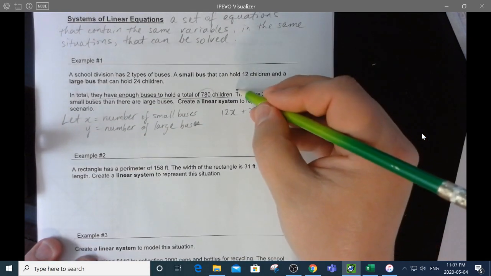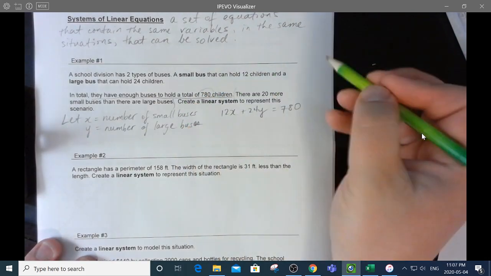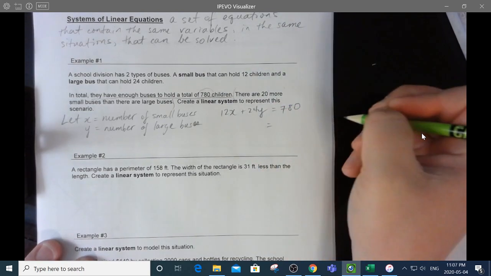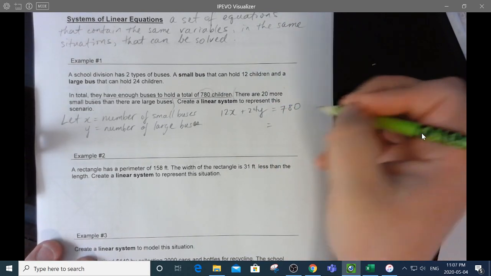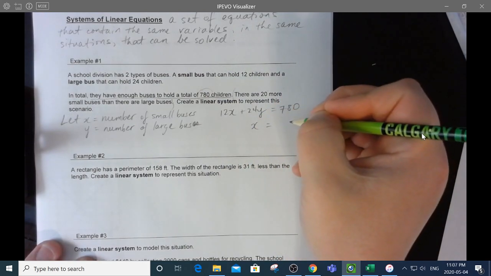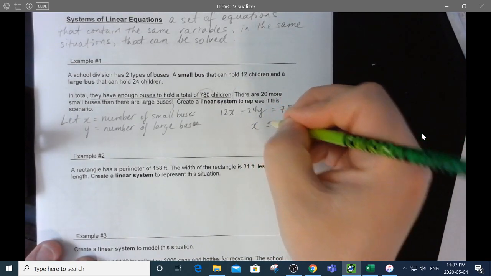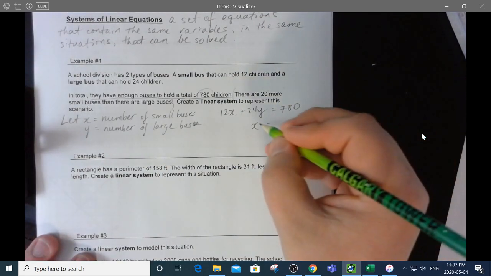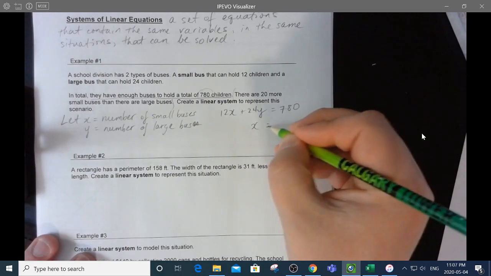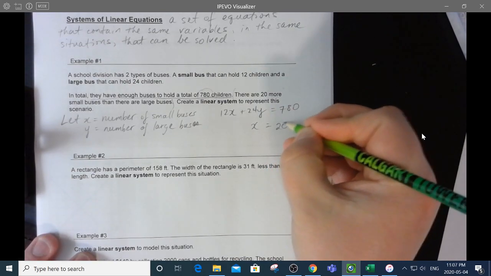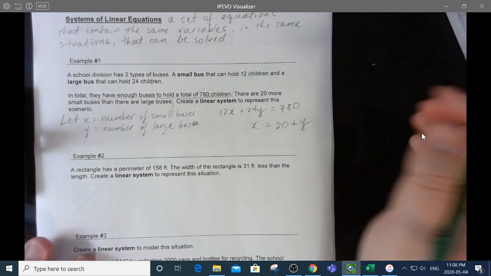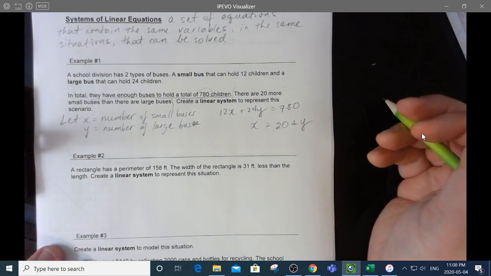Now, the second equation comes from the second sentence. There are 20 more small buses than there are large buses. So I can create an equality, and I can say, all right, the small buses, which is x in number, this number is 20 more than the other one. So I could even just translate that from math to English. This is, remember equals means is, 20 more than that, right? So if I put 20 on that side, this balances. And that is what we call a system of equations.